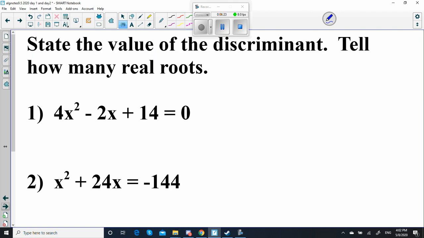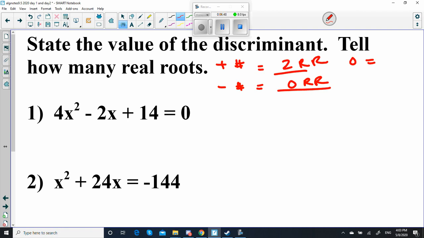Okay, it says state the value of the discriminant and tell how many real roots. So remember, if it gives us a positive number, I'm going to use the number symbol, that means we're going to have 2 real roots. And if it gives us a negative number, we're going to have 0 real roots, which means it does not cross the x-axis. And if it gives us a 0, when we put our a, b, and c in, that means there is 1 real root. Okay, so that's just a little notes up at the top so we can remember.